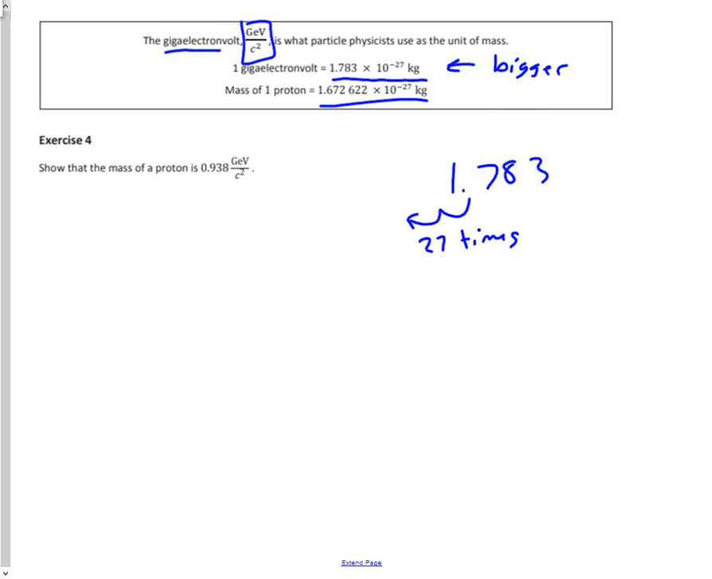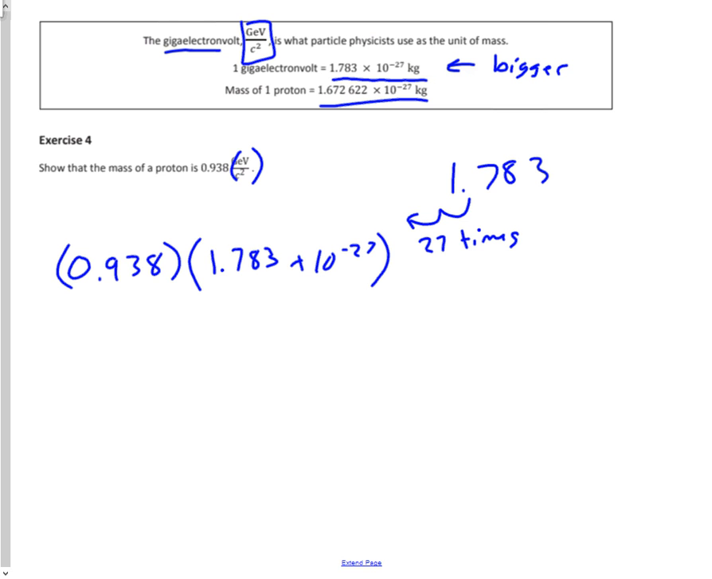But our question is, show that the mass of a proton is equal to 0.938 times a giga electron volt. So this is multiplying. We want to get to the mass of a proton, so let's take 0.938 and multiply it by 1.783 times 10 to the negative 27th power.